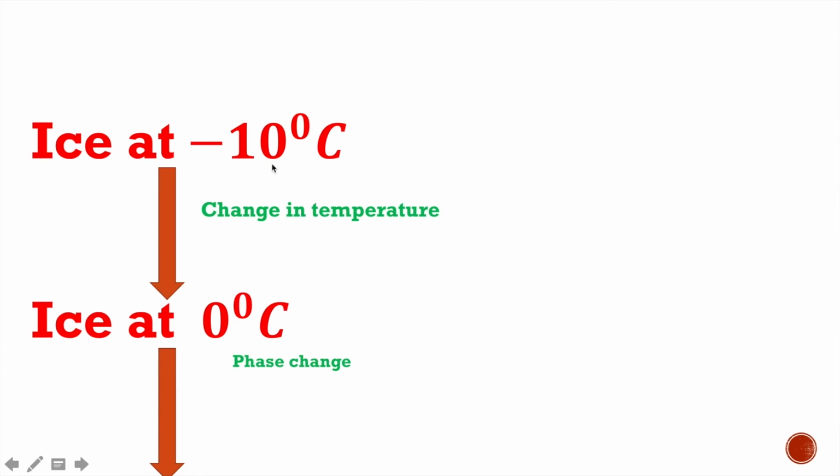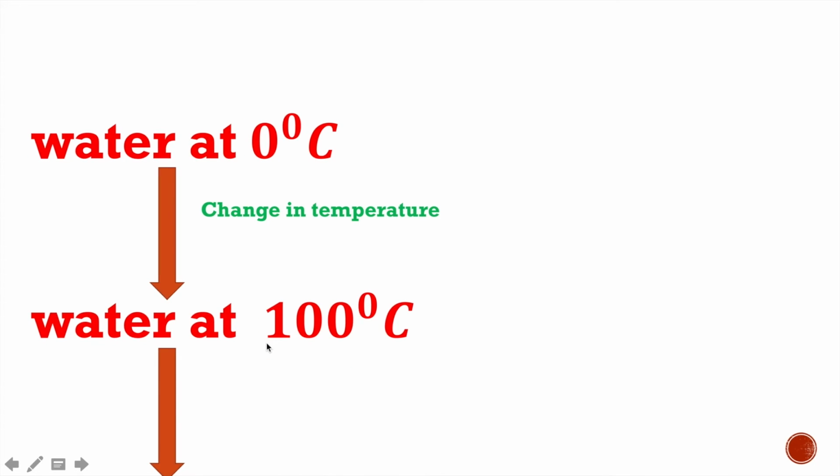So there occurs a change in temperature. Then there occurs a phase change: ice at 0 degrees Celsius converts to water at 0 degrees Celsius. Then there occurs a change in temperature: water at 0 degrees Celsius converts to water at 100 degrees Celsius. Here we stop, because we are considering up to 100 degrees Celsius only. Thereafter there is a process called evaporation. We are not mentioning it at this stage.